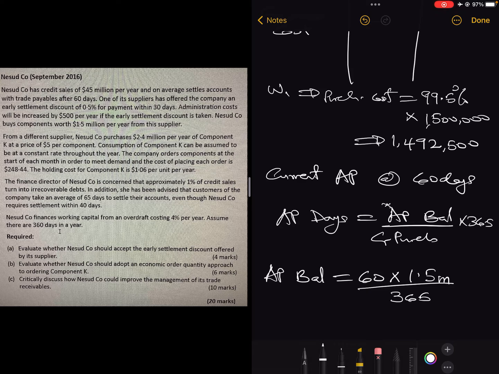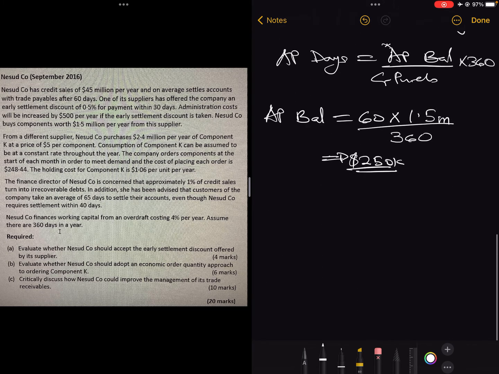And I think the question asks us to assume 360 days, so I'm going to use 360 days. You need to pay attention to what the question is saying, very important. Sometimes it's quiet about it, use 365. But if the question has specifically said assume there are 360 days in a year, you work with 360 days. And based on that, you have a current account payable. So currently they have an account payable of $250,000. That is the current account payable balance.